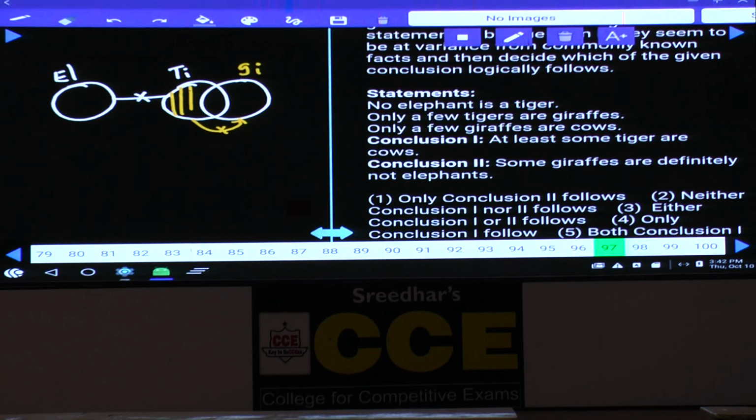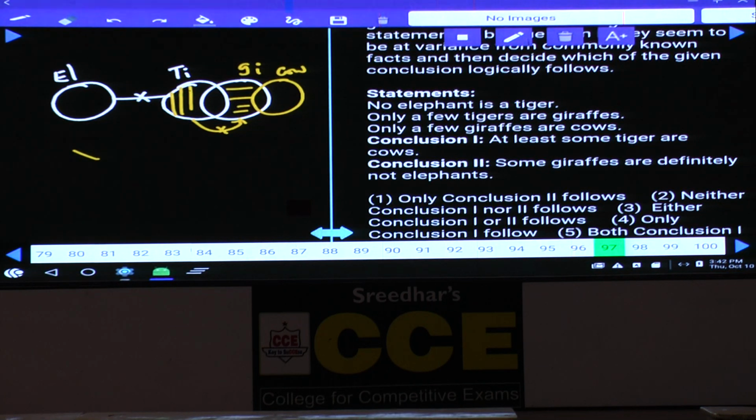And next one. Only few giraffes are cows. That means all the giraffes cannot be cows. That means there are some giraffes which are not cows as well. Then first one, some tigers are cows.